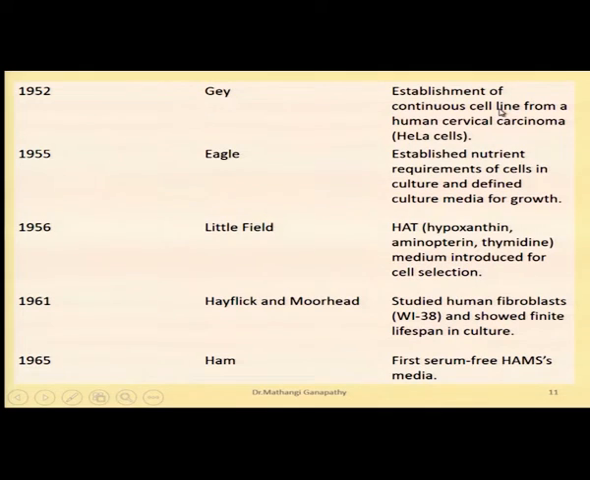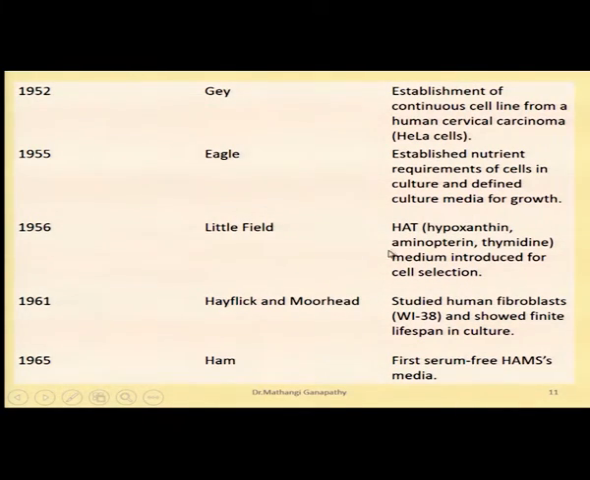In 1952, human cervical carcinoma cells from a patient called Henrietta Lacks, these are the ones which we now call the HeLa cells. The continuous cell line from the HeLa cells was established in 1952. And Eagle in 1955, I'm sure most of you would have heard about Eagle's and Dulbecco's medium. The media composition, the established nutrient requirements of cells for the culture, and the defined culture media for cell culture was established by Eagle in 1955.